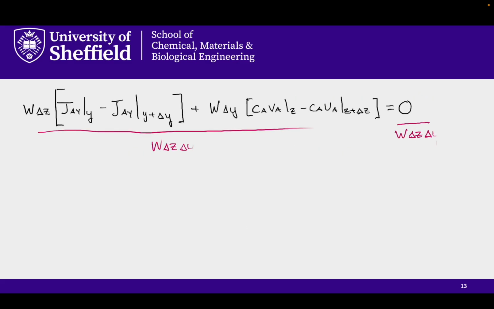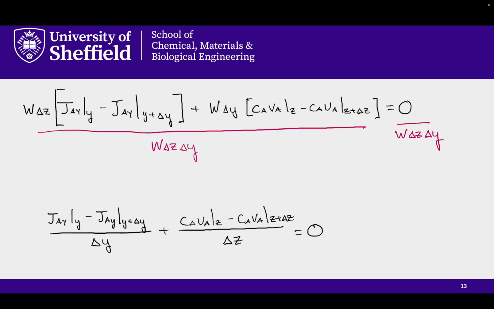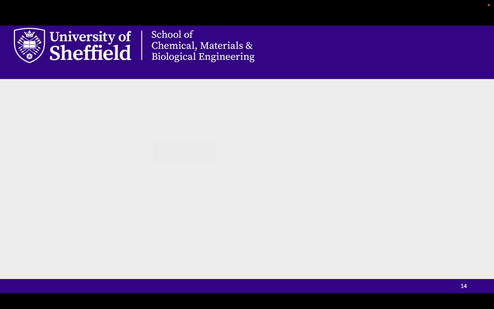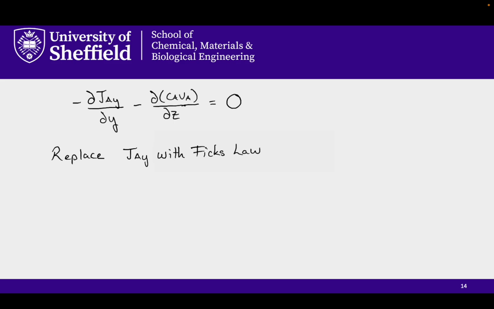So we can divide both sides by W delta Z delta Y, and that leaves us with something that starts to look like two distinct derivatives. If we take the limit as both delta Z and delta Y go to 0, we obtain the governing differential equation, which requires a little bit more simplification. So the first thing we can do is replace J_A with Fick's law.